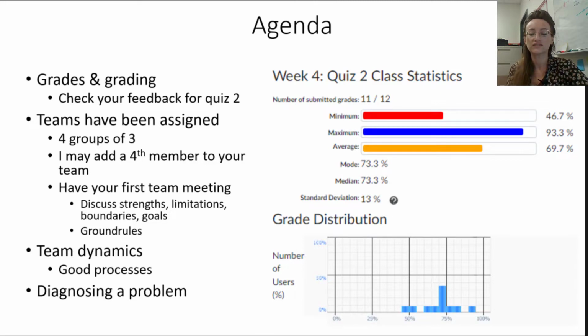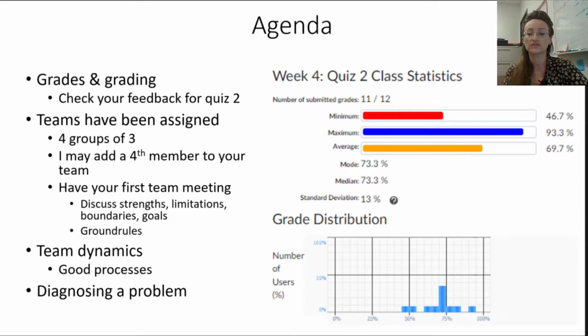I have arranged this class of 12 into 4 groups of 3. I may have to add a 4th member to some teams in the event that there are course withdrawals that would put a group under 3 members. So that could happen. I will take some time today to talk about team processes.